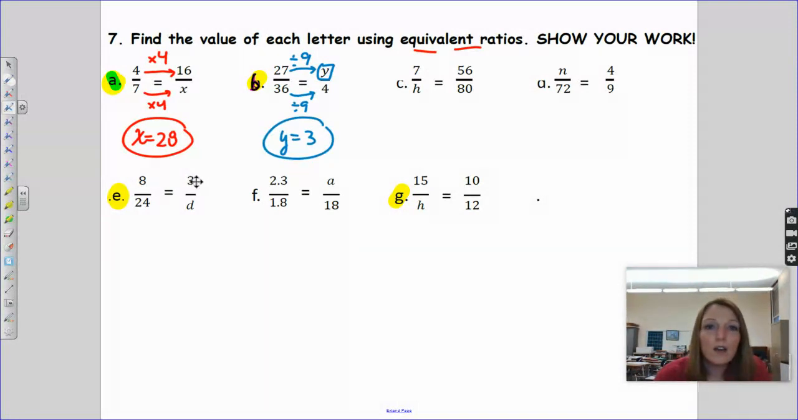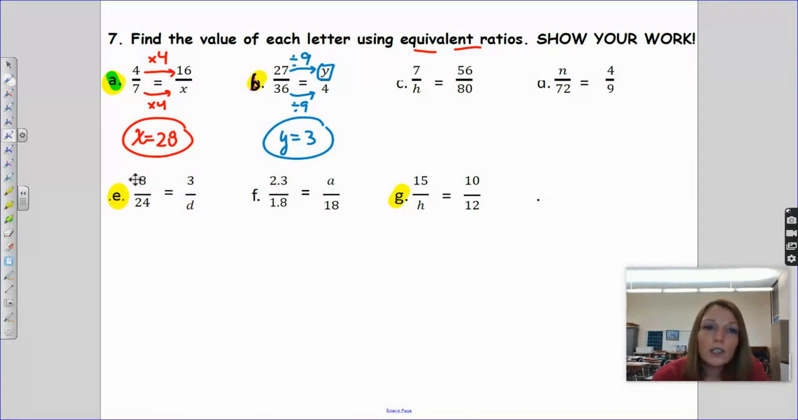Right? For E, 8 is to 24 as 3 is to, I don't know. So they called it D this time. So the trouble with this one is the two known numbers, the numerators, it's not really super clear to me what I would have to multiply or divide 8 by to get it to become a 3. So, there is a number, it's just not a whole number, right? It's going to be a decimal or a fraction that I could do that with.